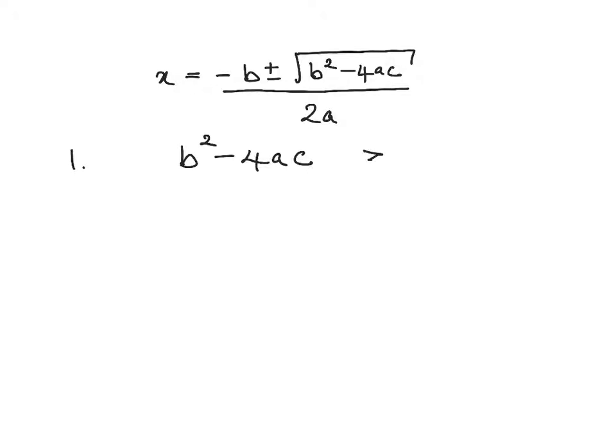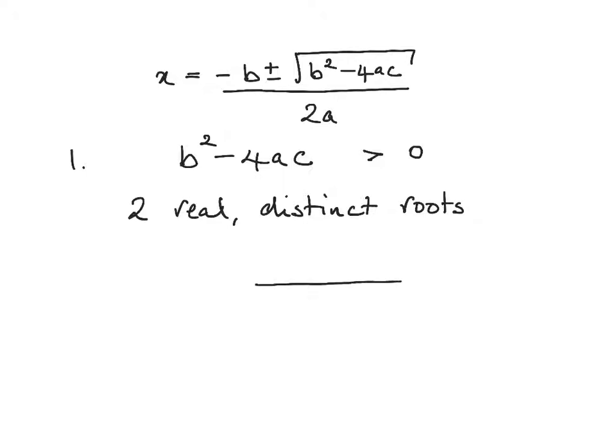If b squared minus 4ac is greater than 0, it means that there are two real distinct roots. So what we might expect to see then is our quadratic function, whatever it is, cutting the x-axis at two distinct points, here and here.